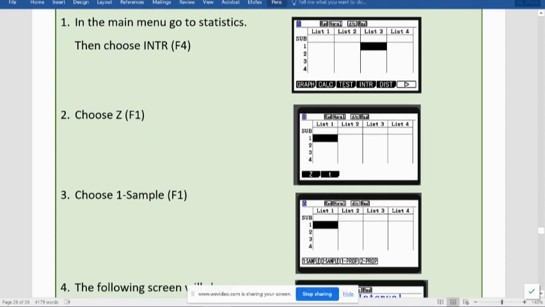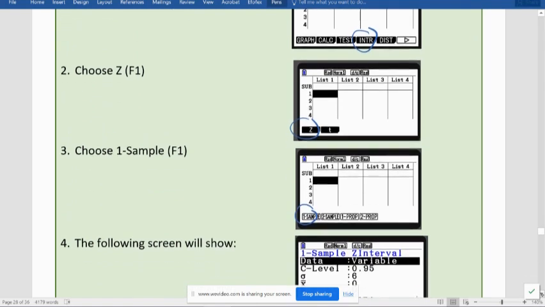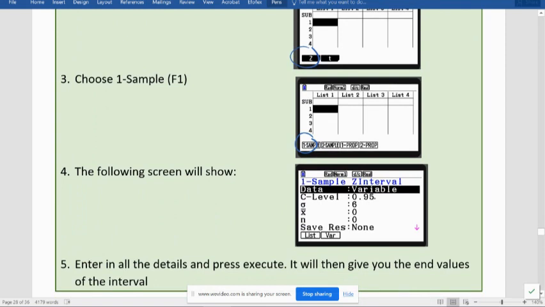So just got to realize it's not distribution here, it's interval. When you're in the stats menu, just hit interval, okay, and then you hit Z, and then it's 1 sample, okay, and then you'll get your screen, and it's pretty obvious. You put your confidence interval in, you put the standard deviation that has to be given, actually. I haven't explained that yet.